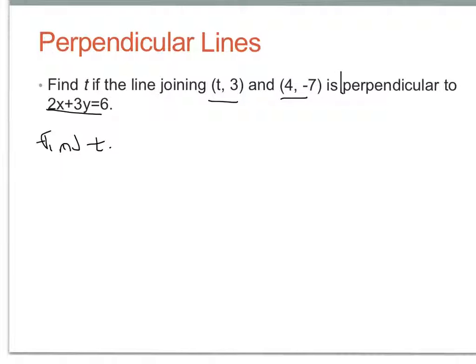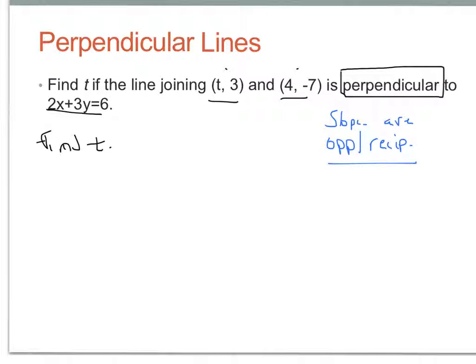So the first thing is, I know that we're dealing with perpendicular. So I have some line that's generated by these 2 points, which is perpendicular to this line given here. The most important thing to understand about perpendicular lines is that their slopes are opposite and reciprocal.